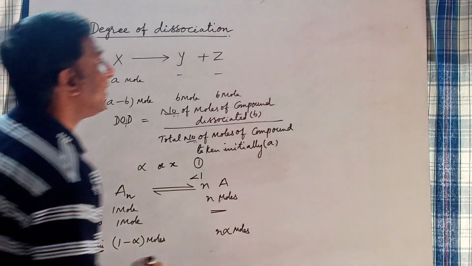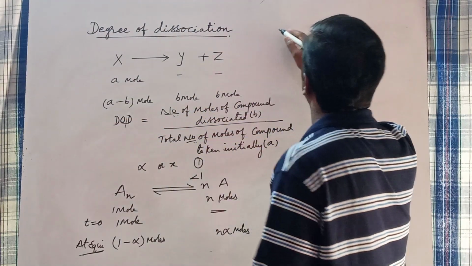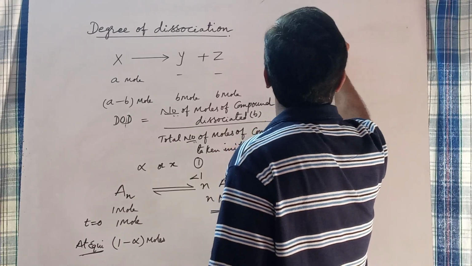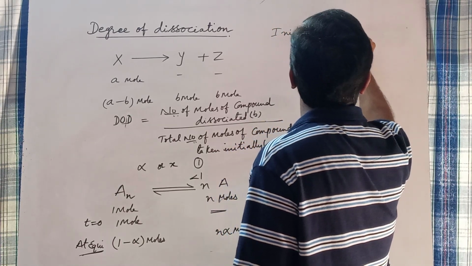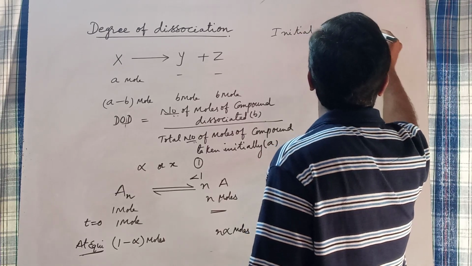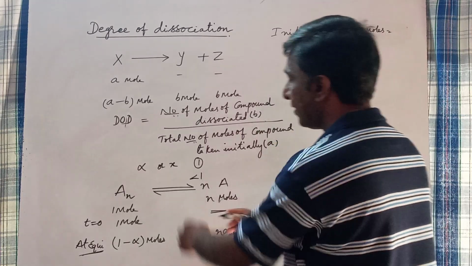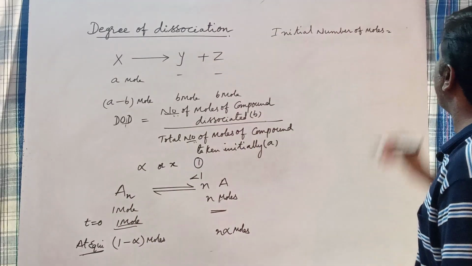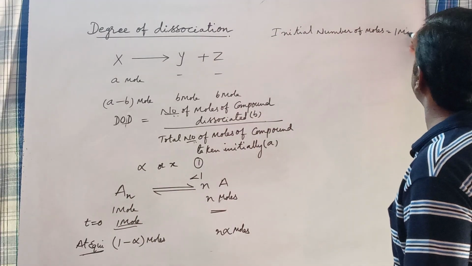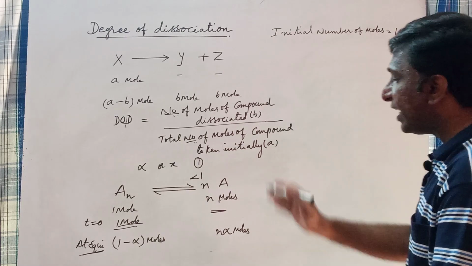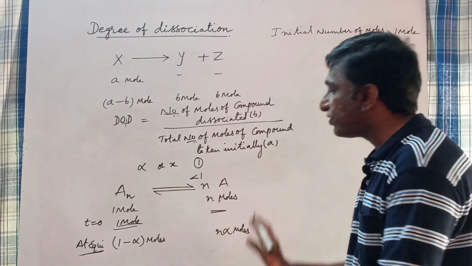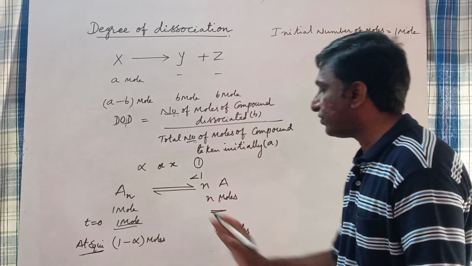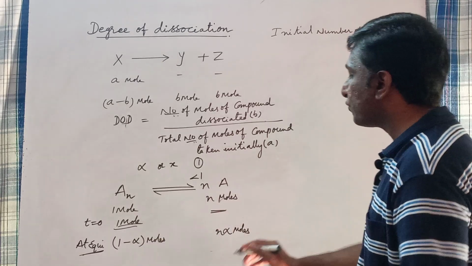Now let us see the initial number of moles. How many moles are taken initially? Initially we have taken 1 mole of reactant molecule AN. So the initial number of moles is 1 mole. At equilibrium, out of 1 mole, alpha moles are decomposed. Alpha is the degree of dissociation. Alpha moles were decomposed.